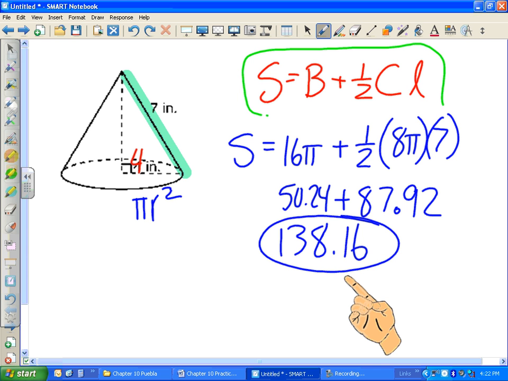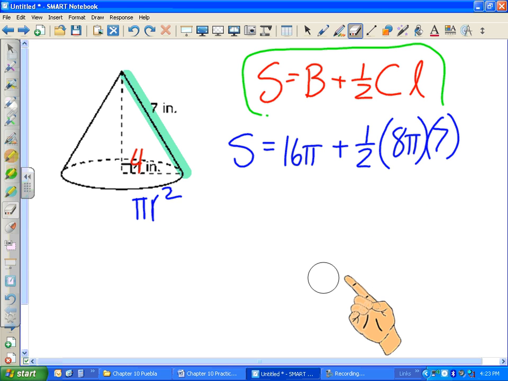138.16. Oh wait, did it tell you to keep it in pi? I think it did. Gosh, darn it. Okay, see? Read the instructions. Hold on. I just read the instructions. It said to keep it in pi.